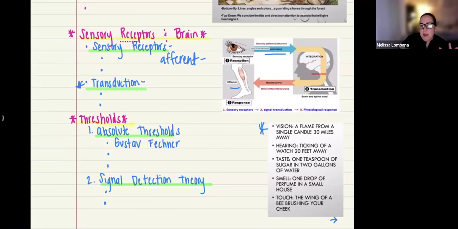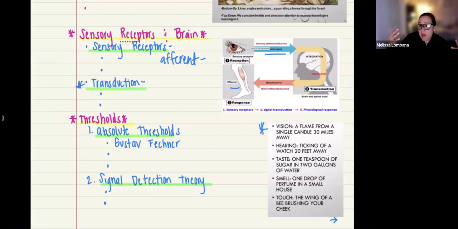So for example, with signal detection theory, when a new mother has a newborn baby, she could be in the room totally sleeping, passed out, and she could hear the slightest movement from her baby. Usually new moms can hear the newborn moving instantly when nobody else can. But that has to do with their expectations and their alertness.